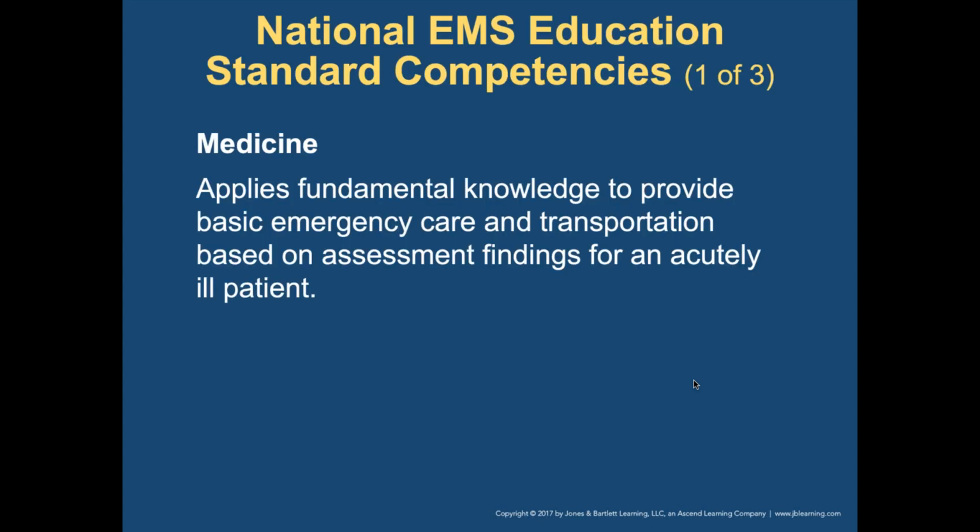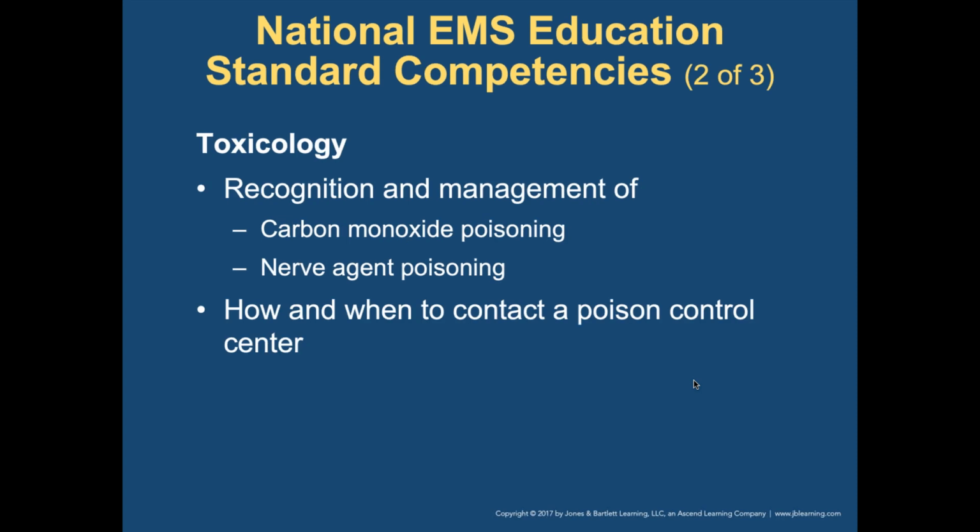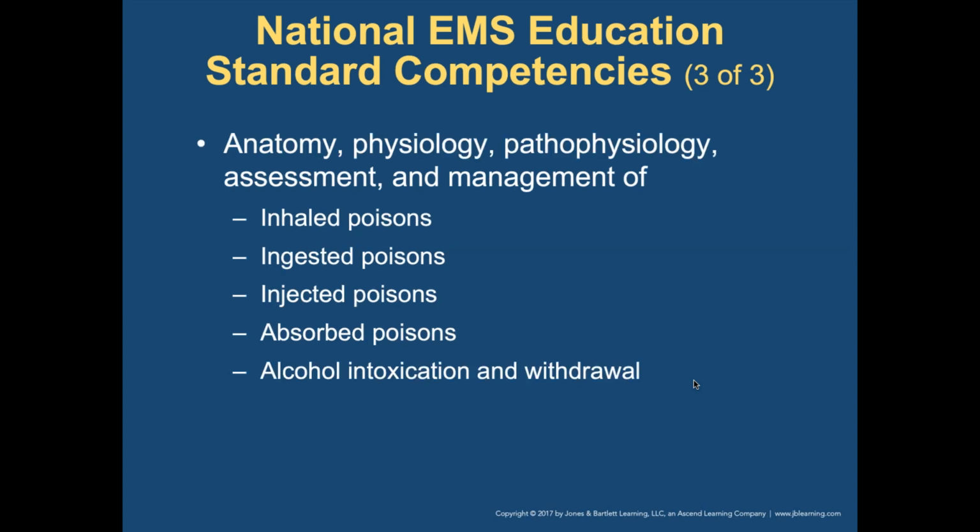Here are our normal fundamentals. We know these, so we're going to skip them. Toxicology is the recognition and management of carbon monoxide poisoning, nerve agent poisoning, and how and when to contact poison control. If you've never contacted poison control, I'll go over that when it comes to it. Topics tonight: anatomy and physiology, assessment, management, inhaled, ingested, injected, and absorbed poisons, along with alcohol intoxication and withdrawal.